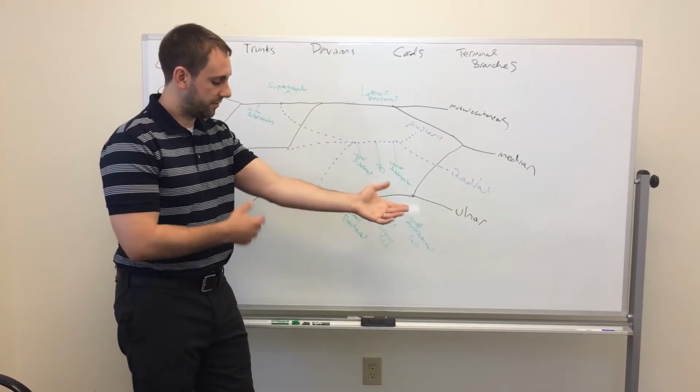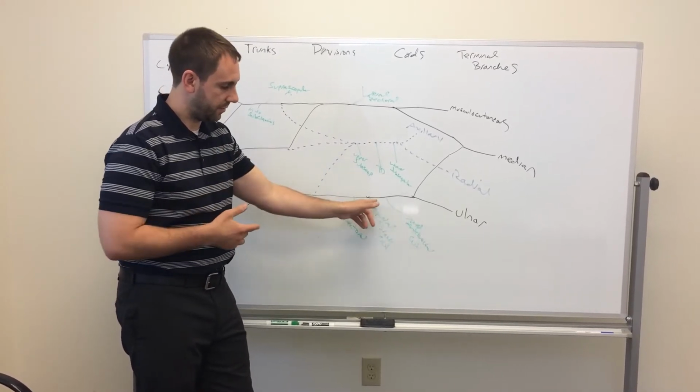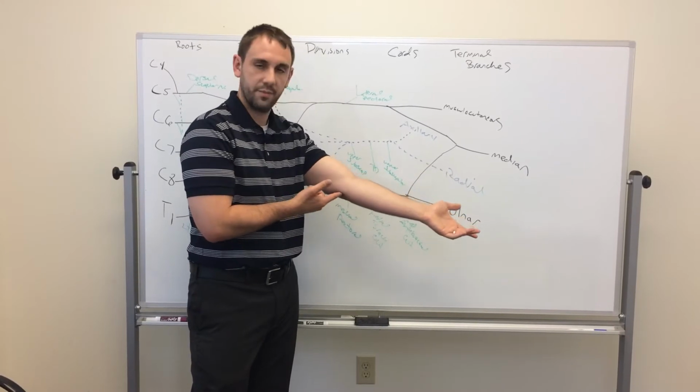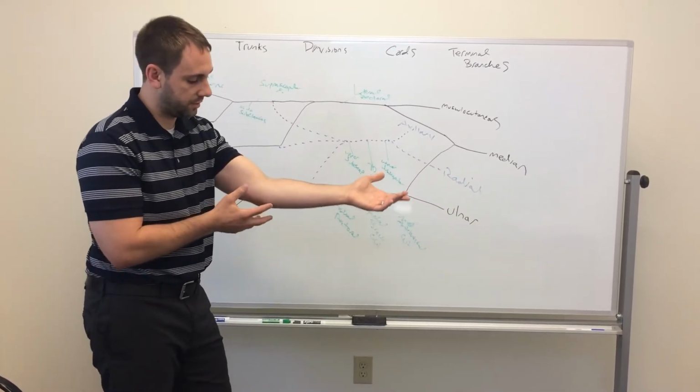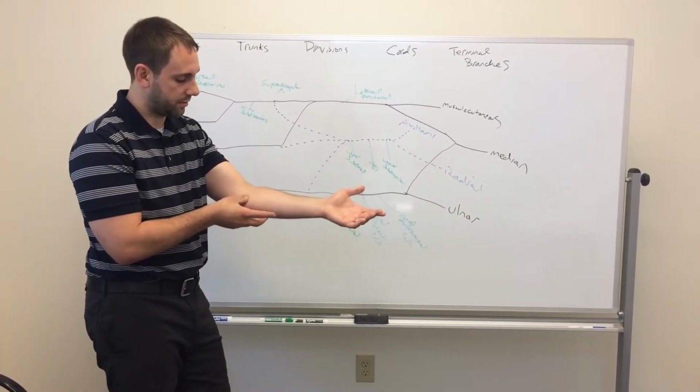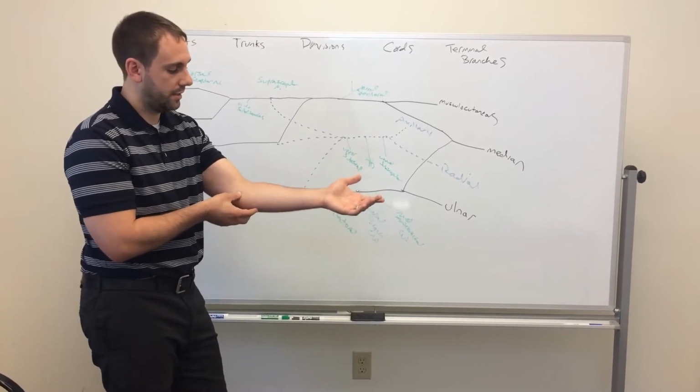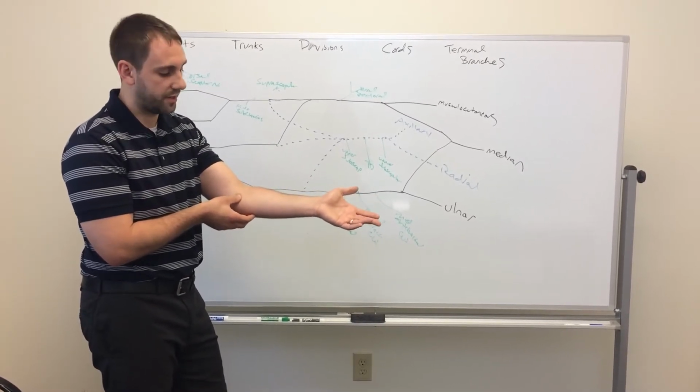The ulnar nerve comes from the medial cord. It dives behind the medial epicondyle and sits in the cubital tunnel. In the forearm, it innervates the flexor carpi ulnaris, half of the flexor digitorum profundus.